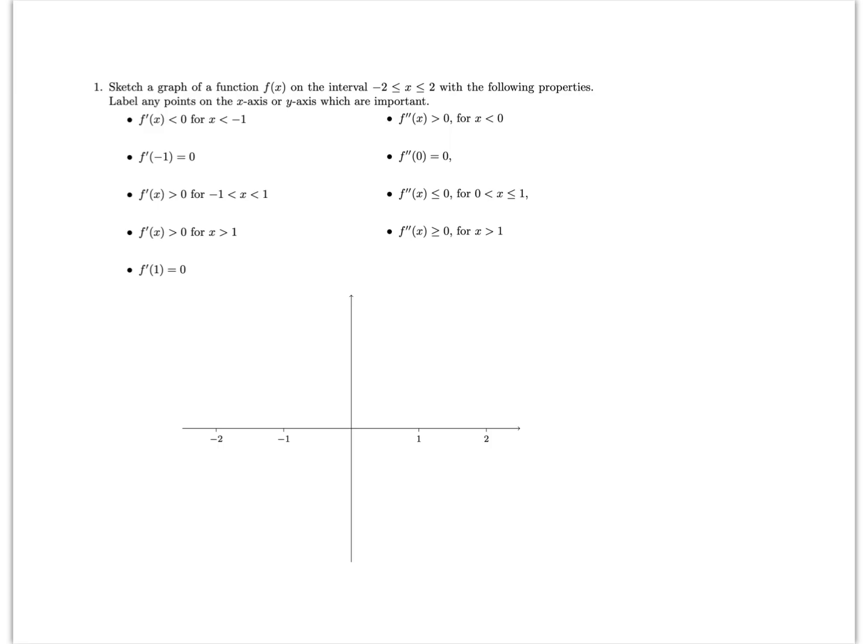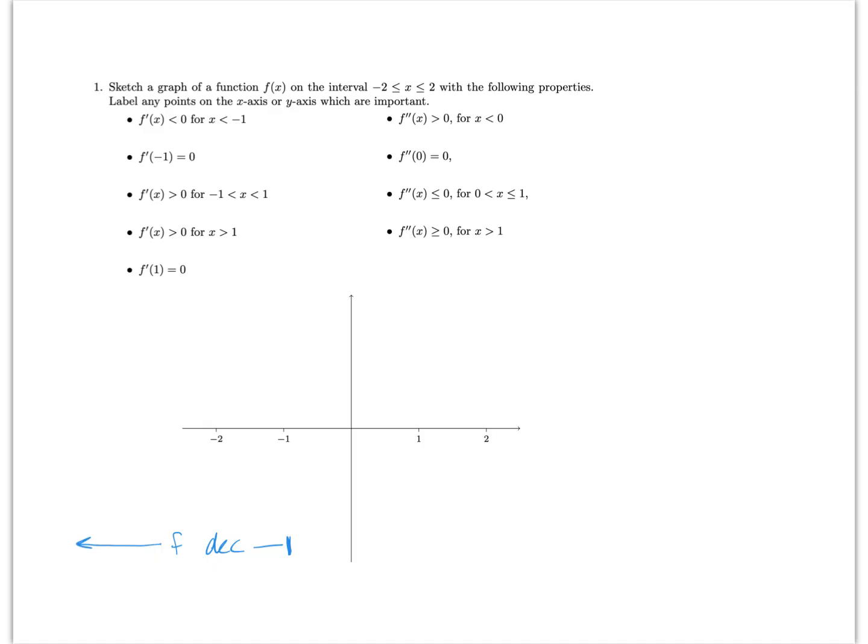So when they tell me that f prime is negative for x less than -1, what they're really telling me is that f is decreasing for x less than -1. So let's put a little note here and a little mark there, f decreasing for x less than -1.